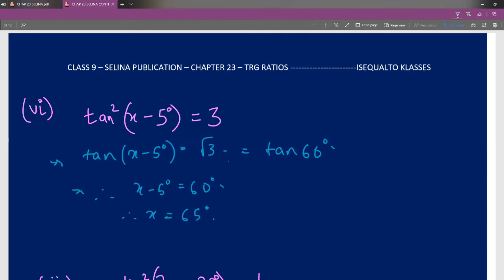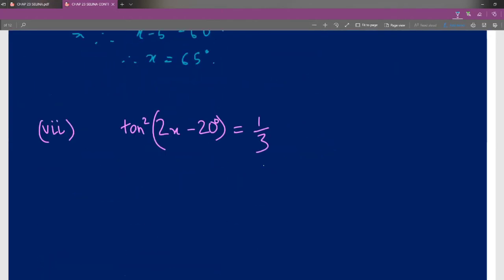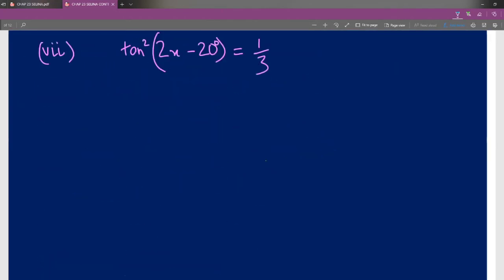Okay, so moving on forward to our seventh subpart. Tan square 2x minus 20 is equal to 1 upon 3. So same logic, the square that is present in tan square 2x minus 20 degree will go to the RHS and it will become 1 upon root 3. So therefore tan 2x minus 20 degree is equal to 1 upon root 3.